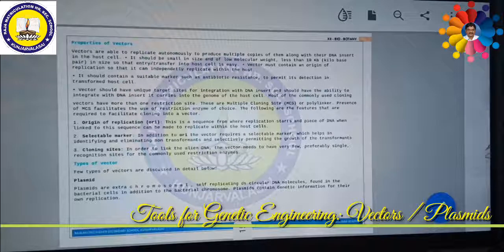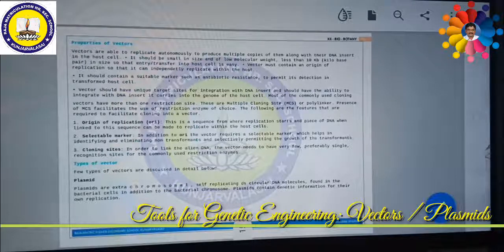Millions and millions of cells have to be reproduced. What do you mean? Replication. Replication means multiplying in more number. So they have to multiply by themselves, that is auto replication. In order to do auto replication, there is a gene necessary, which must be present in the vector. That is called the origin of replication.